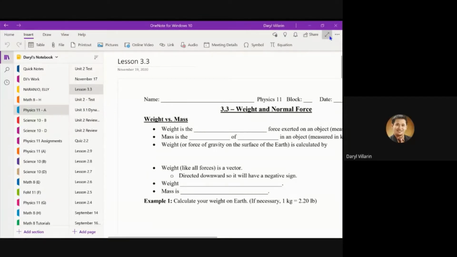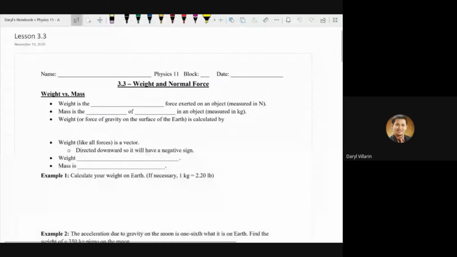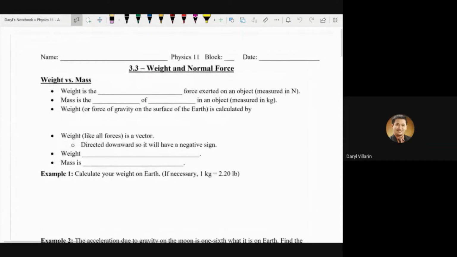Again, weight and normal force are the two common forces that you'll be encountering in dynamics. So first things first, let's try to distinguish between weight and mass. Although sometimes we try to interchange these two, specifically they are very different quantities.